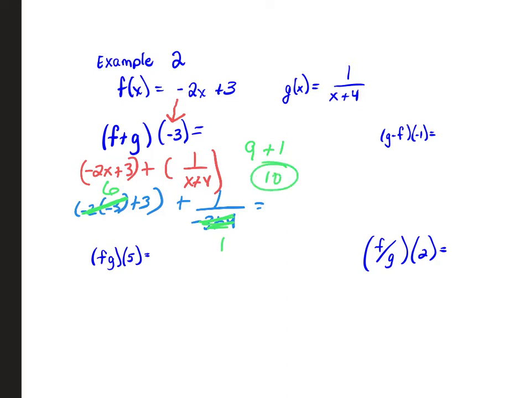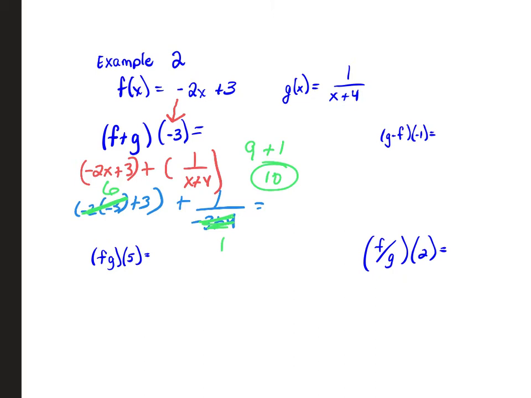So when you evaluate f plus g of negative 3, you combine the two functions together and then plug in whatever number they're asking you to plug in. If it's just an x there, then all you do is just combine like terms like you can. It's a two-step process. Look at the second one.